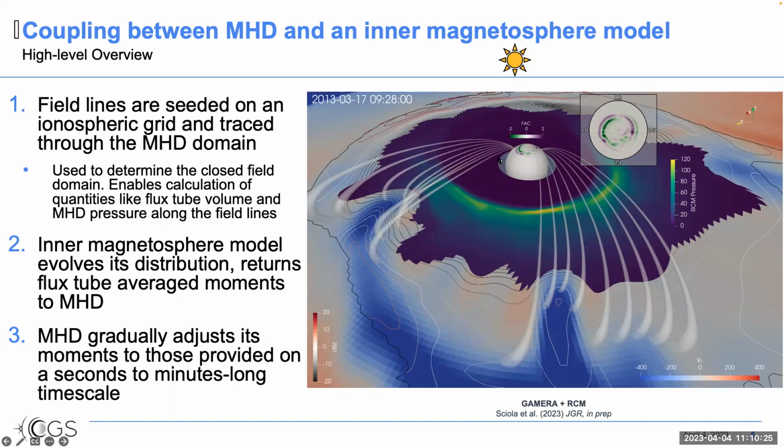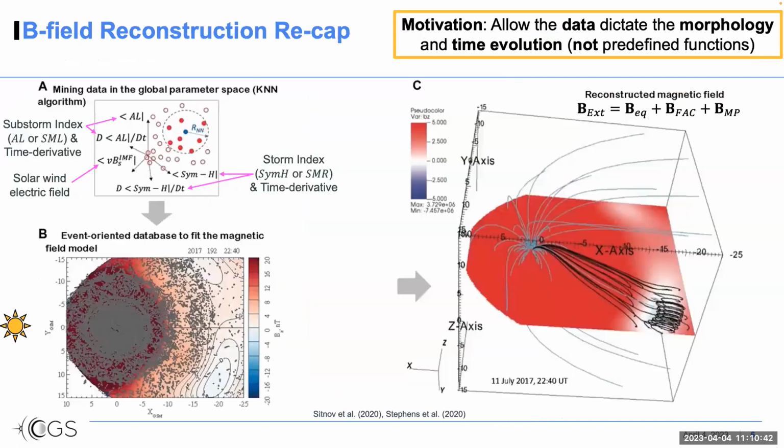And then MHD will set those moments as a target value to adjust its pressure to over some time scale, usually on the order of tens of seconds to minutes long. So that's sort of at a high level how the white box modeling typically is done. And then now just a quick recap of the magnetic field reconstruction.